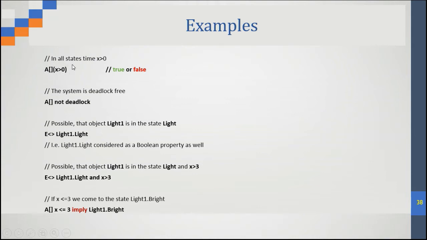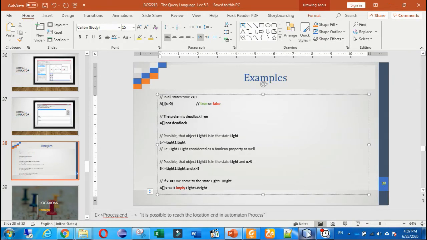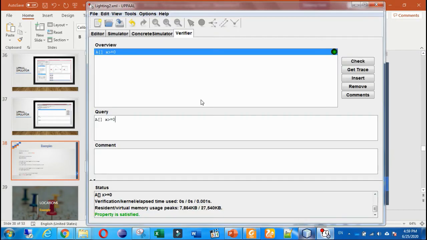formula or this query? The second query is: is the system deadlock free? Once you write this one, that means is the system deadlock free in all states? So let's see. Let's go now to Uppaal and write.